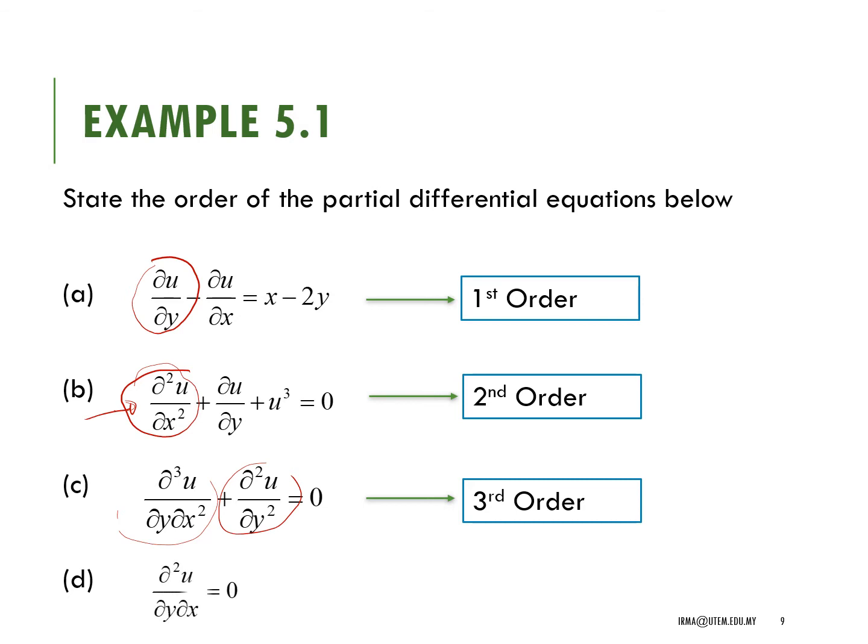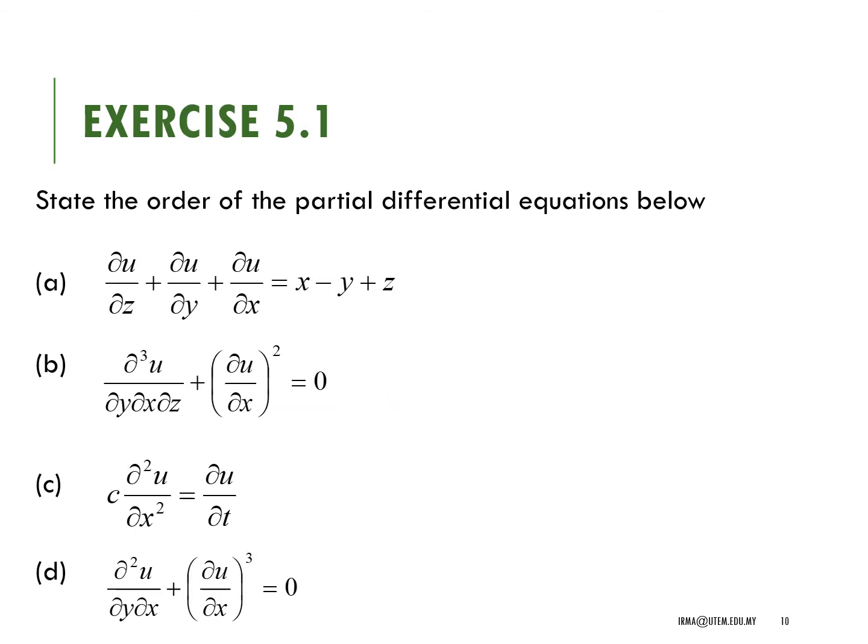The last example. If you have del squared u del y squared, clearly here this is a second order PDE. So maybe you can try this. Exercise 5.1, state the order of the PDE. So you can see A is 1, B is 3, C is 2, and D is 2.